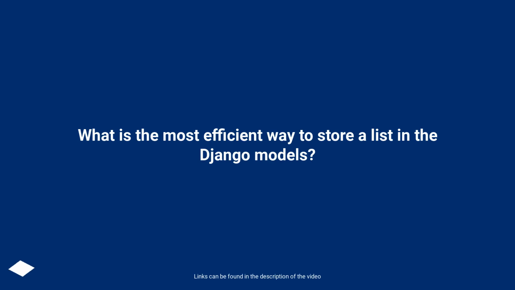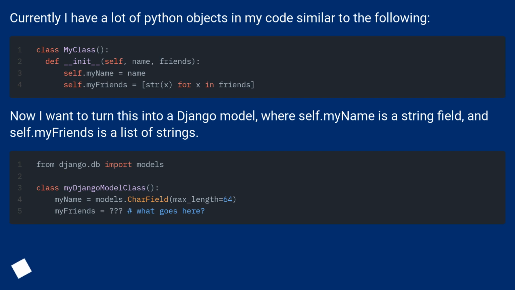What is the most efficient way to store a list in the Django models? Currently I have a lot of Python objects in my code similar to the following. Now I want to turn this into a Django model, where self.myname is a string field, and self.myfriends is a list of strings.